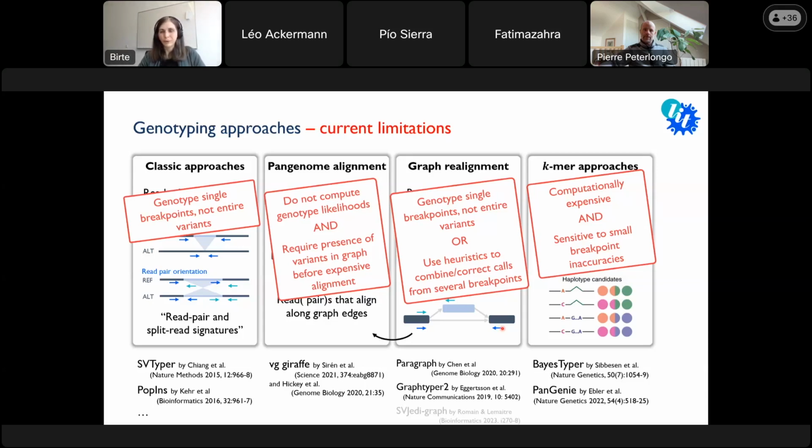So there's room for improvement, is what we decided, especially for complex structural variants, because many of the tools we also looked into are not able to genotype complex structural variants.